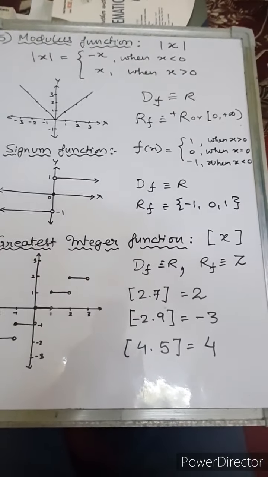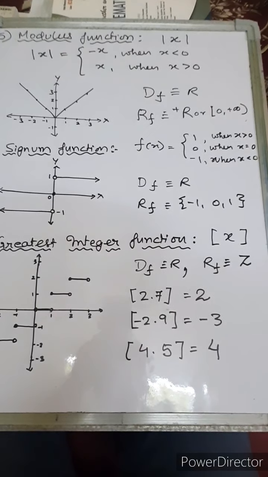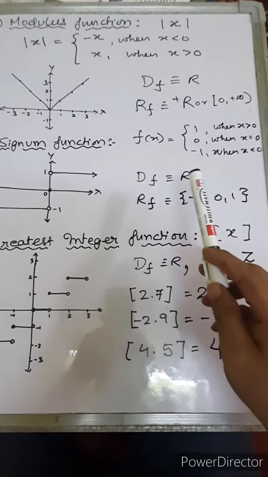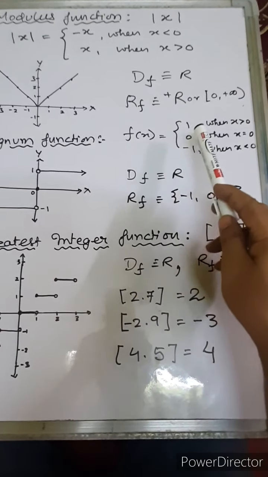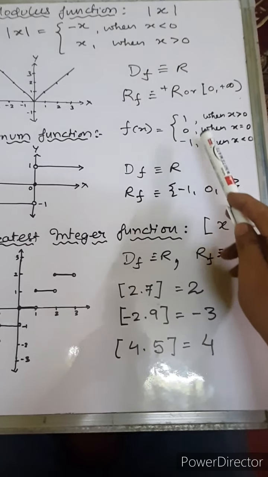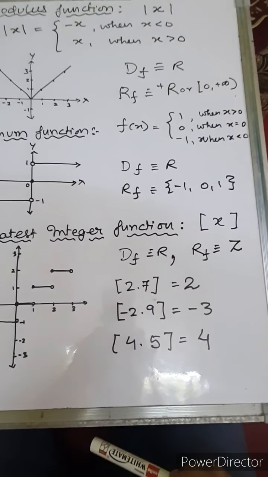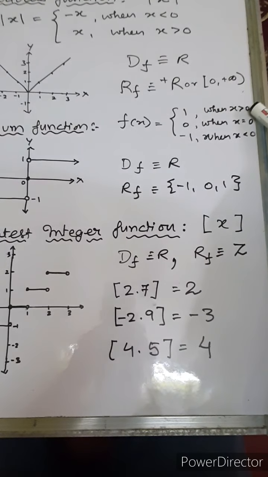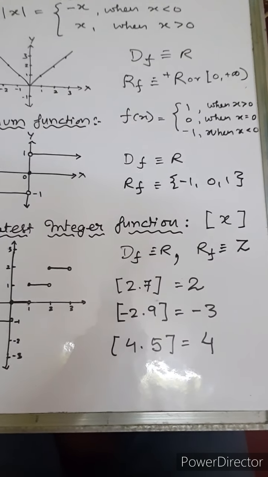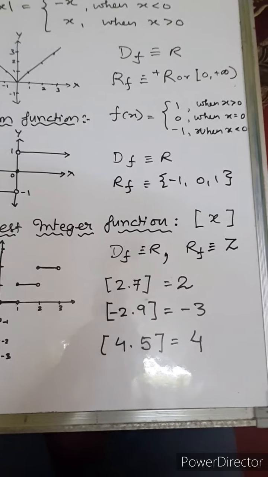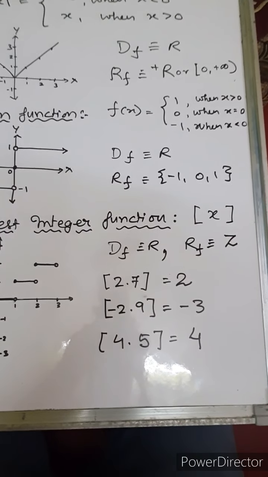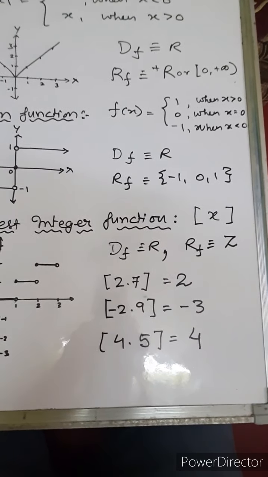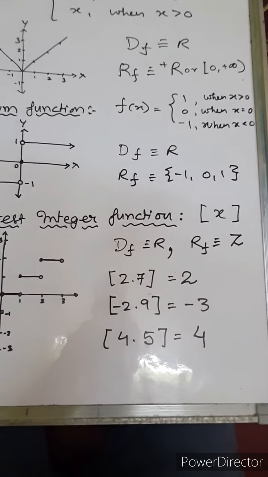Next we are going to discuss the signum function. What is the signum function? Any function whose value is among 1, 0 and -1. That means the value of the function is 1 for all values greater than 0, the value of the function will be 0 for input value 0, and the value of the function will be -1 for all values less than 0.